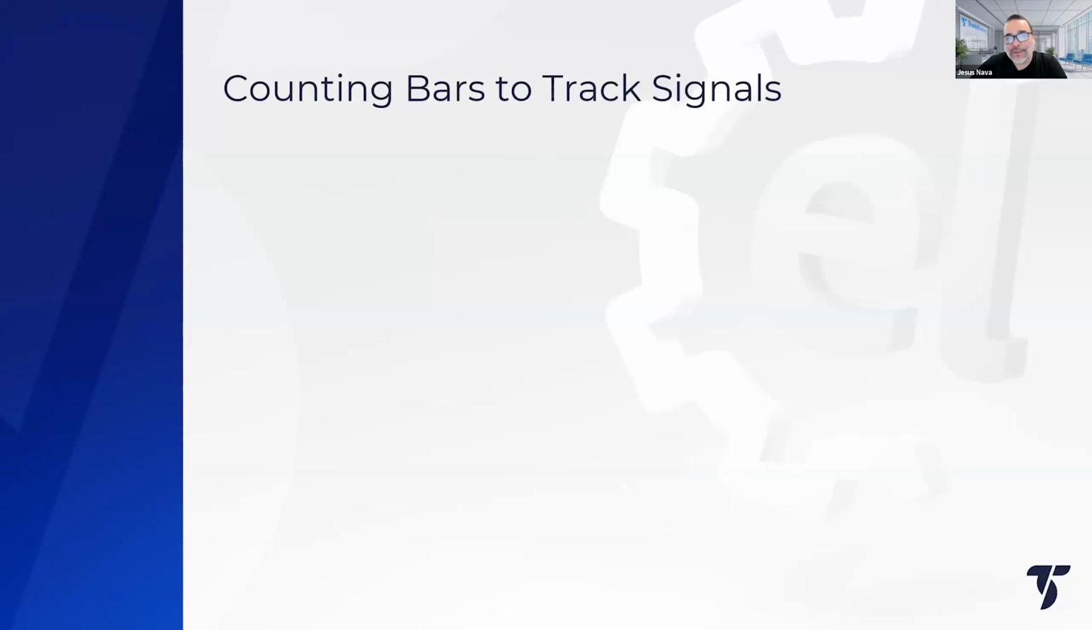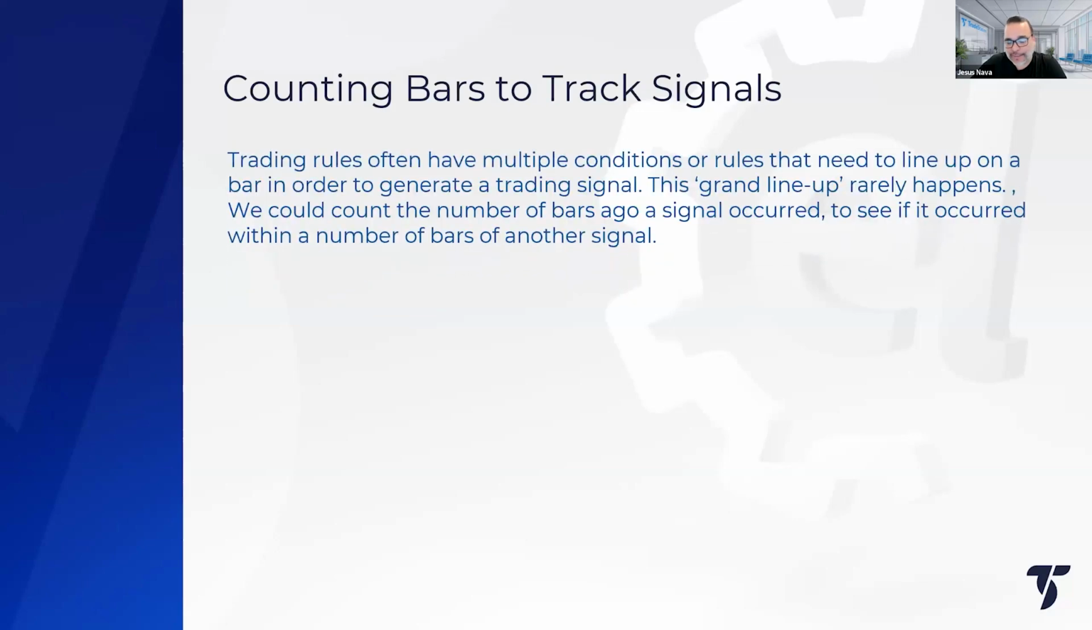Now let's take a look at another way that you can count or set up a counter. This is counting bars to track signals. The paragraph here says trading rules often have multiple conditions or rules that need to line up on a bar in order to generate a trading signal. This grand lineup rarely happens. We could count the number of bars ago a signal occurred to see if it occurred within a number of bars of another signal.